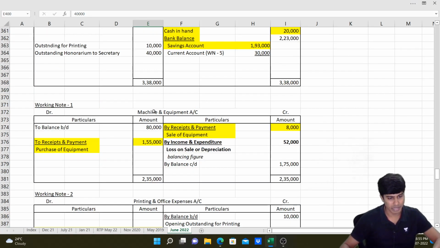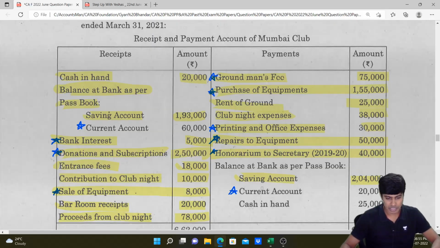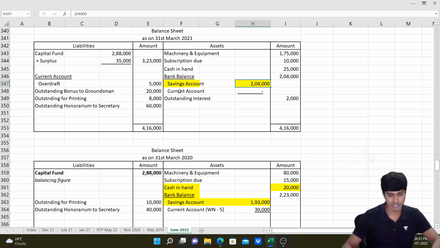So in our closing balance sheet, have a look here. Balance sheet as on 31st of March 2021. Bank balance, savings account 2,04,000. However, current account has an adjustment. There is some BRS adjustment, unpresented 620. We'd have to adjust it. So till then we'll not write.